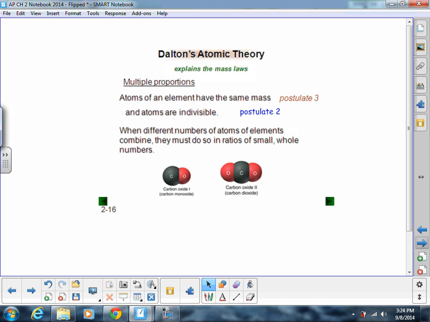Also explains multiple proportions. Atoms of an element have the same mass, and atoms are indivisible. When different numbers of atoms of elements combine, they must do so in ratios of small whole numbers. So here's carbon monoxide and carbon dioxide. Again, whole number ratios: one oxygen to carbon, two oxygens to one carbon. This would have a multiple proportions ratio of 2 to 1 due to the doubling of oxygen for each carbon.